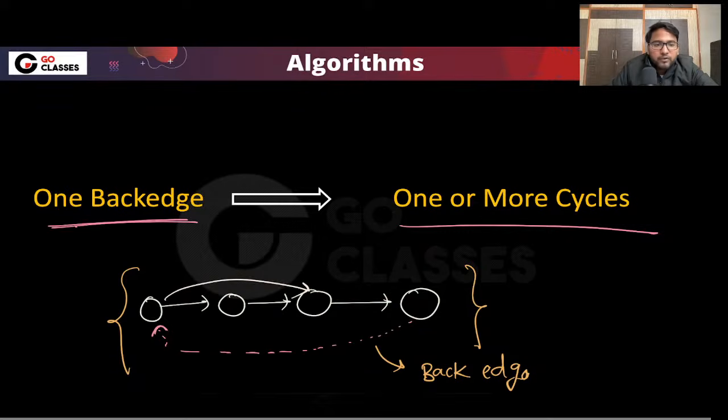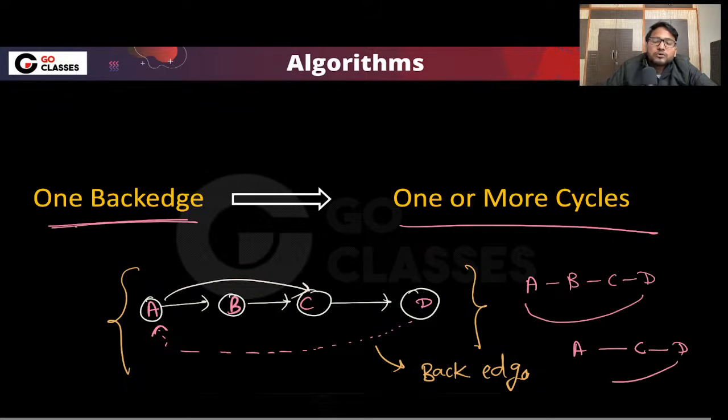So basically, if you are having something like this, then let's suppose this is A, this is B, this is C, this is D. Then A, B, C, D, and then A. This is a cycle. What else? A, C, D, and then A. This is also a cycle, right? So just because of one package, there are two cycles. Can there be three? Maybe.